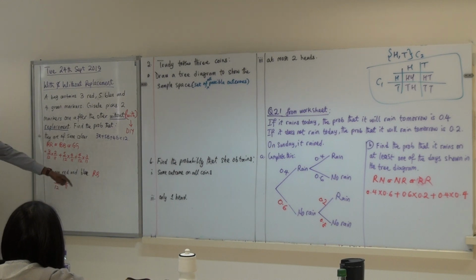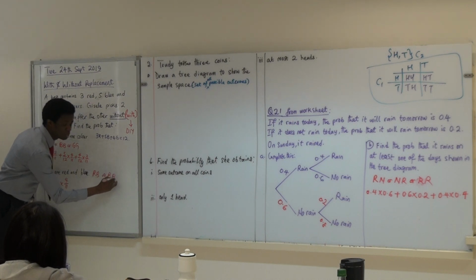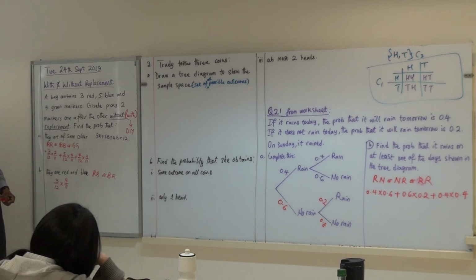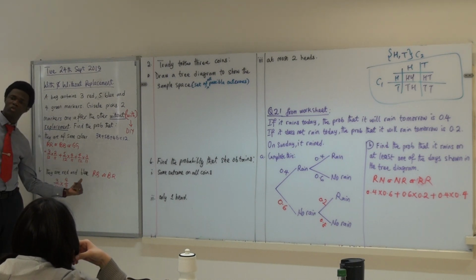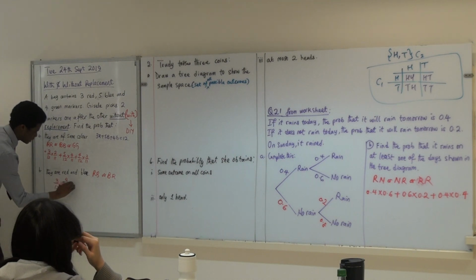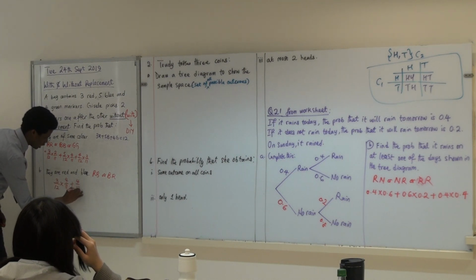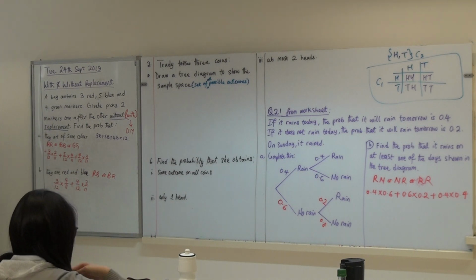Again, does it mean just RB? BR. What am I missing? BR. I should also include BR. There's a difference between when your first one is red and the second is blue, and when the first one is blue and the second is red. Does it make sense? So because of that, you have to add 4 over 12 times 3 over 11. Does it make sense? So you have to be very careful.